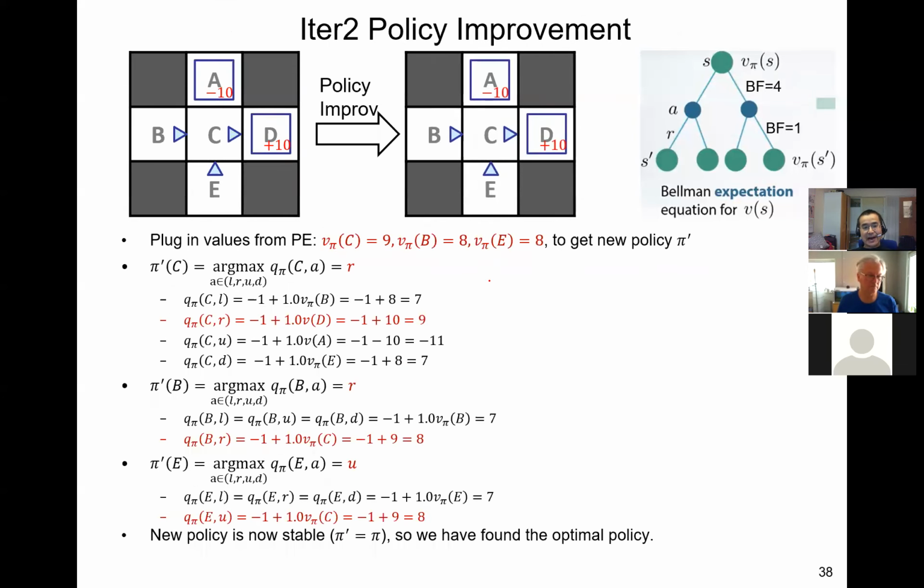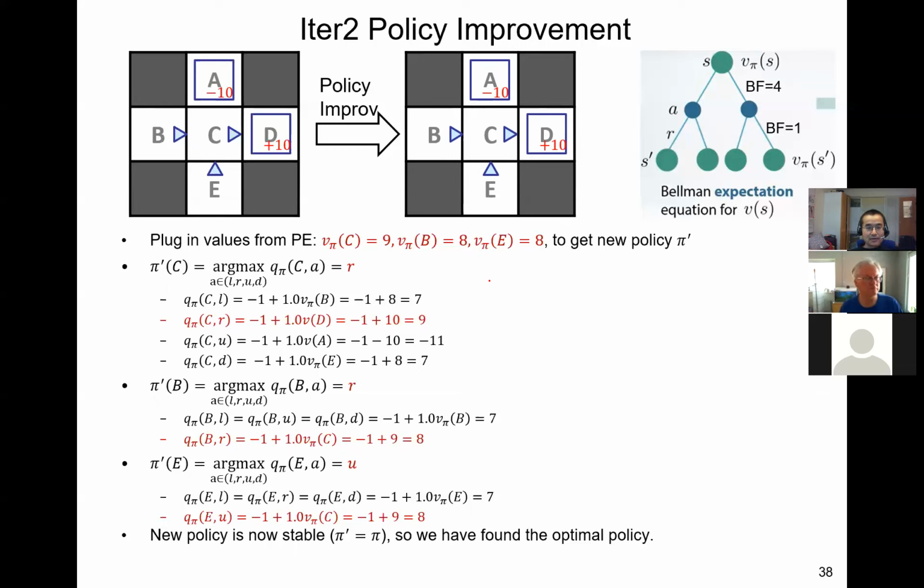And based on the new value function, again, you look around. While standing in C, you look left. If I go left, I get -1 plus 8. If I go right, I get -1 plus 10, and so on. So you can see that the argmax, the best action, is to go right. While in B, the best action is to go right. While in E, the best action is to go up.